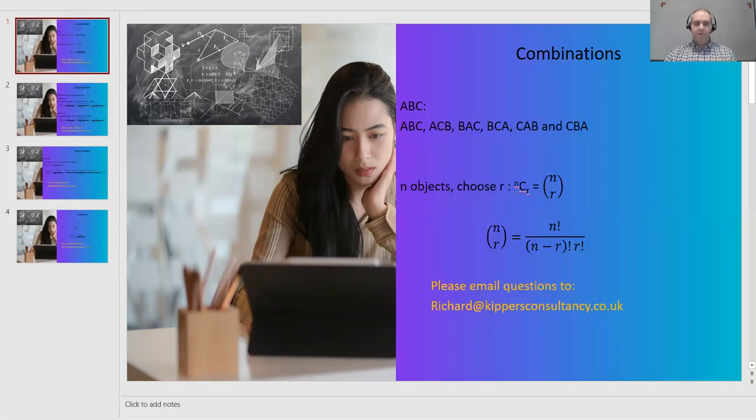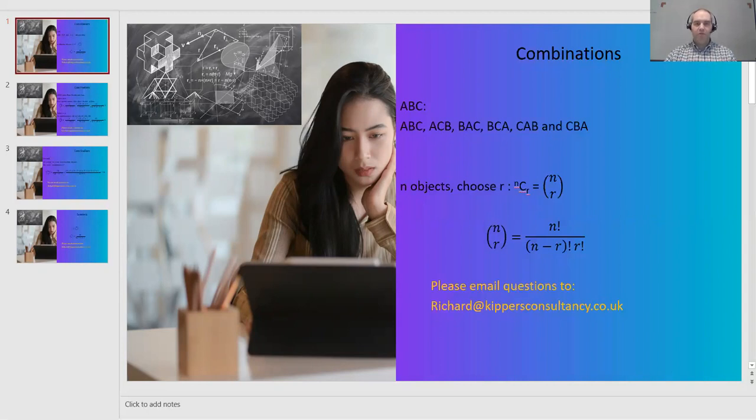So just to clarify, we have 6 different ways of ordering ABC, but because combinations do not worry about the order of the objects, all 6 different ways of ordering ABC are considered the same when we consider combinations.